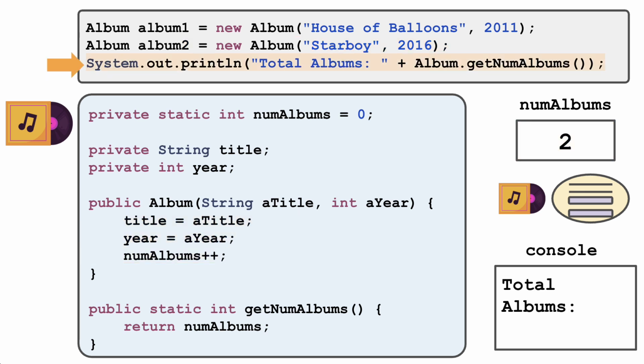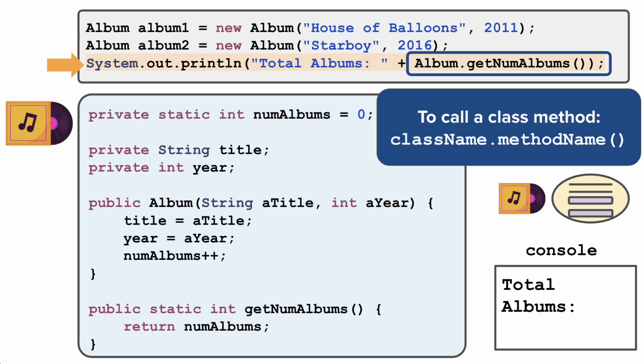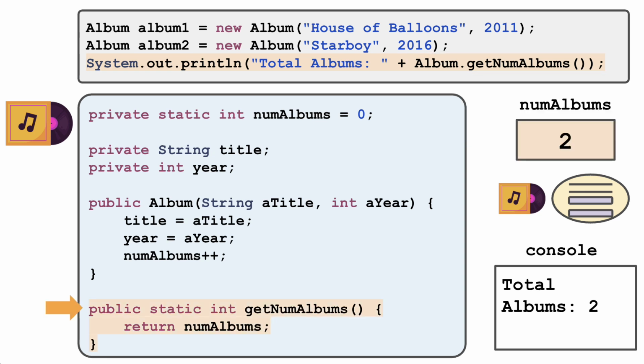The last line prints out the total number of albums by calling the class method getNumAlbums. Remember, to call a class method, you use className.methodName. The method getNumAlbums returns a value of 2, which is printed to the console.